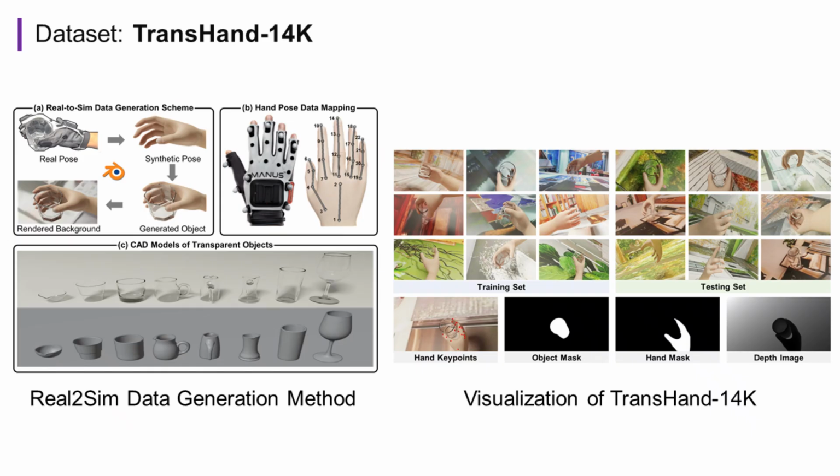We create a synthetic dataset named TransHand 14K using Blender. To ensure the fidelity of data, we introduce a real-to-sim data generation scheme. This dataset can be used for different transparent object perception research.